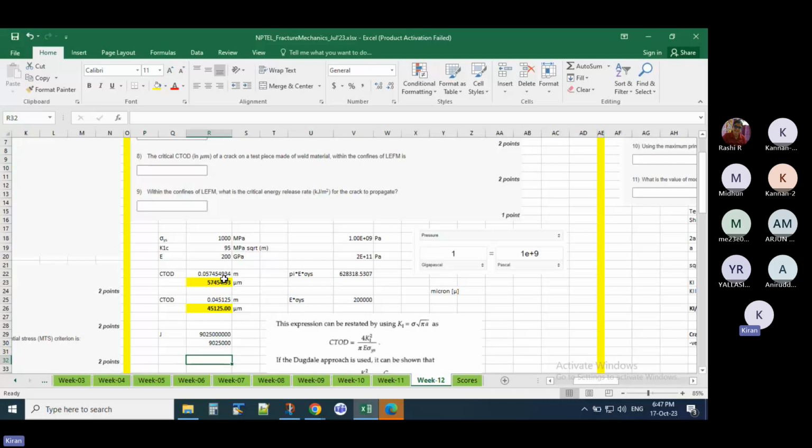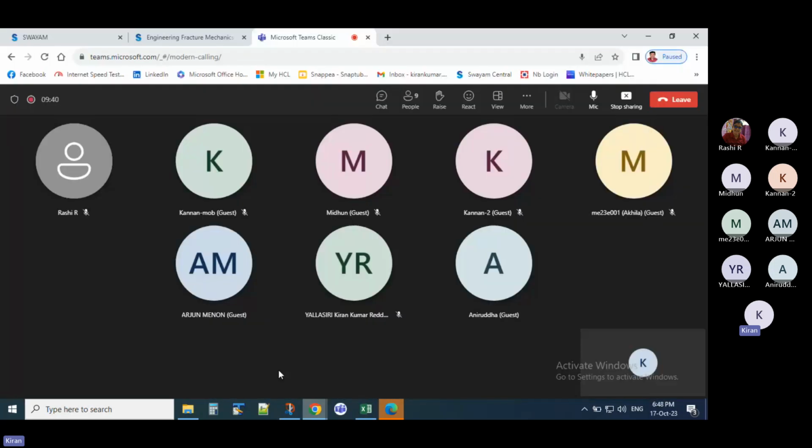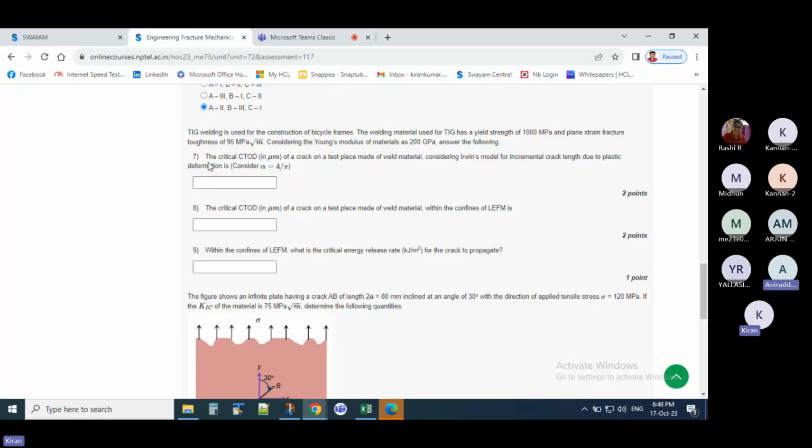Now I got this. Actually, I did some mistakes in this one. Unit conversion is wrong in my case, but I will do this one. Okay, this is one thing. So now questions. Yeah, 7, 8, 9, it's okay for me. How about others?